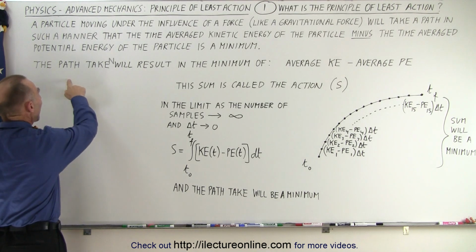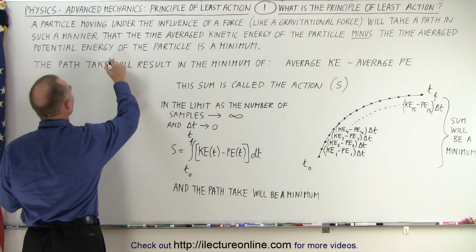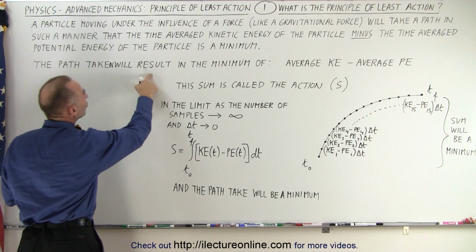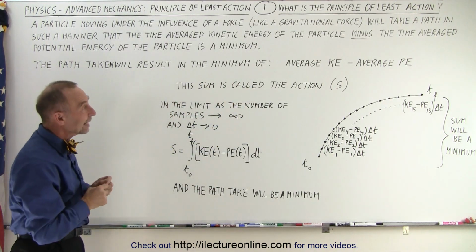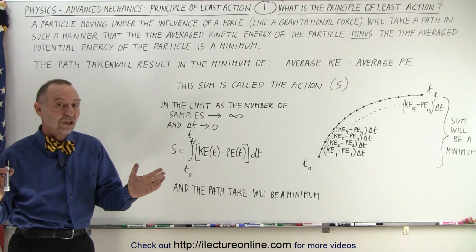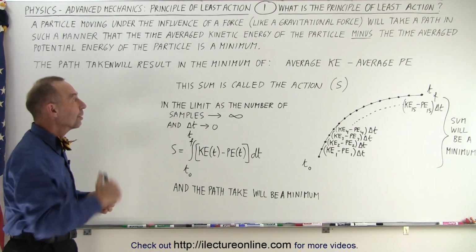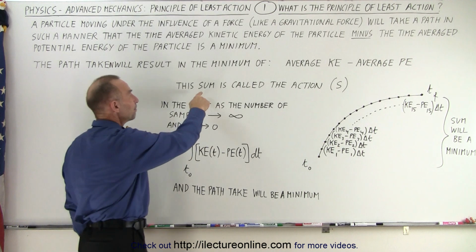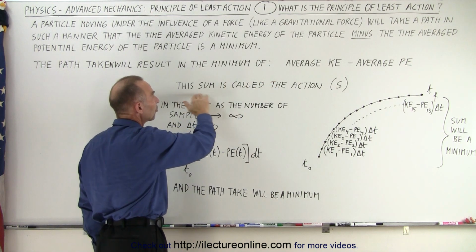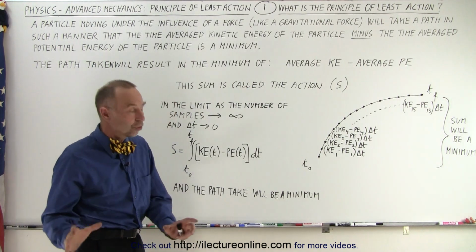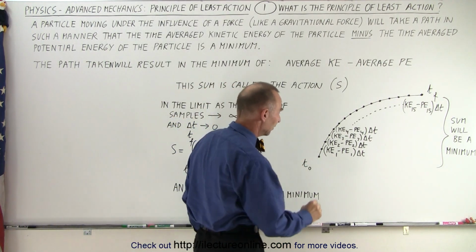In other words, the path taken will result in the minimum of the difference between the average kinetic energy and the average potential energy of the particle along the path. That sum, if we average up all the kinetic energy and all the potential energy, the sum is called the action. So let's take a look at this graph here.